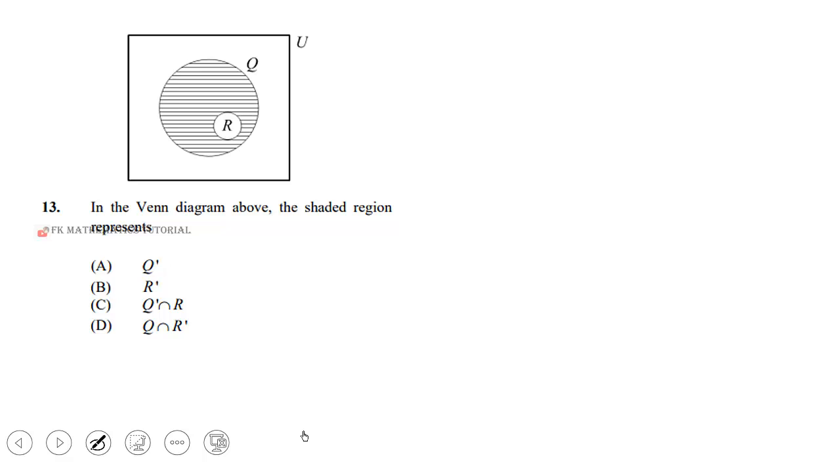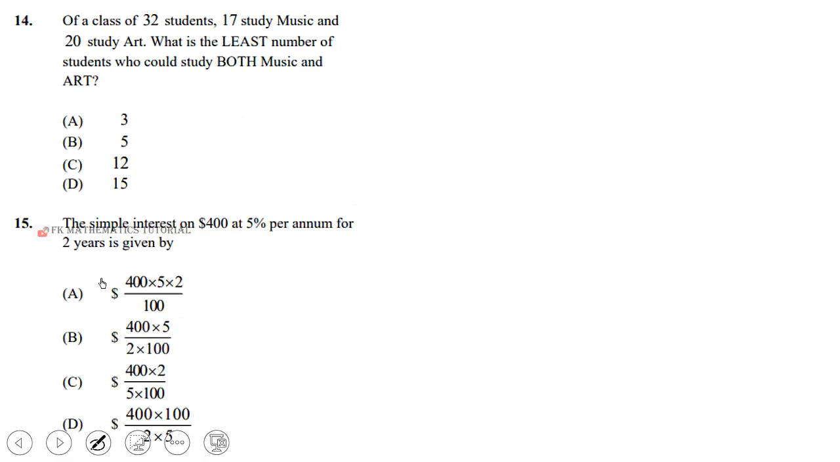Question number 13. In the Venn diagram above, the shaded region represents R complement, R prime, the region that is shaded. Of a class of 32 students, 17 study music and 20 study art. What is the least number of students who could study both music and art?